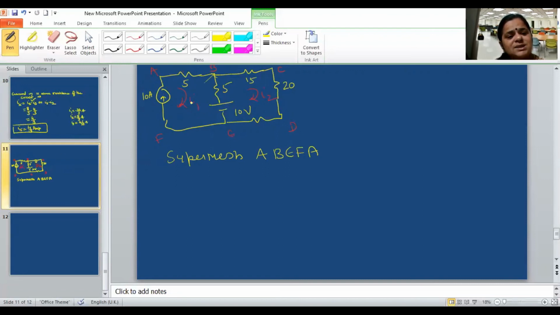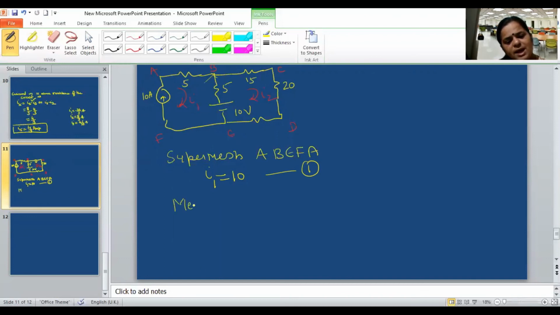So as the current in this particular mesh is I1, and one of the branches of this mesh has a 10 ampere current source, and the I1 direction is similar to the 10 ampere current source direction, straightforward, the equation will be I1 is equal to 10. We are not supposed to write any KVL equation. Straightforward, we will write that the current we have assumed in this mesh will be equal to the value of that current source.